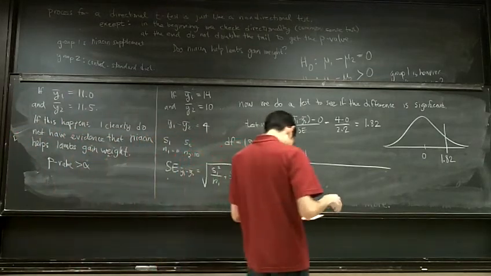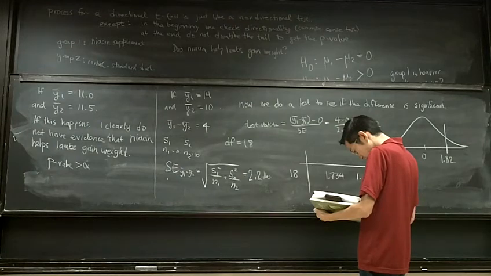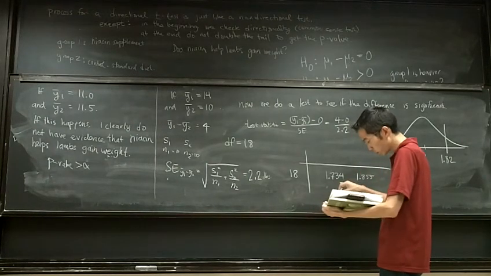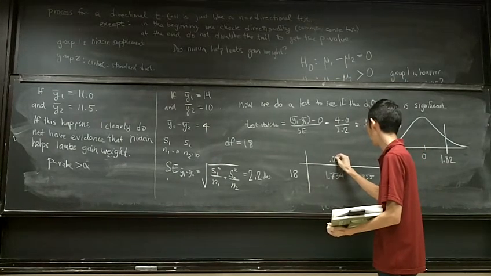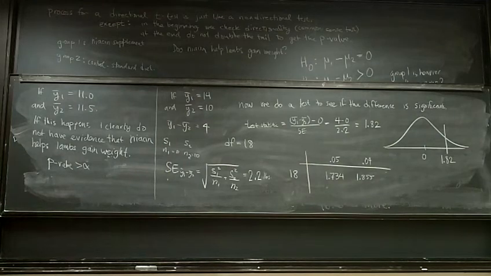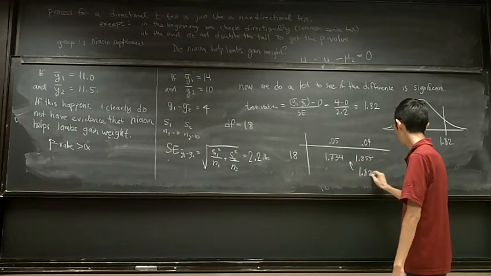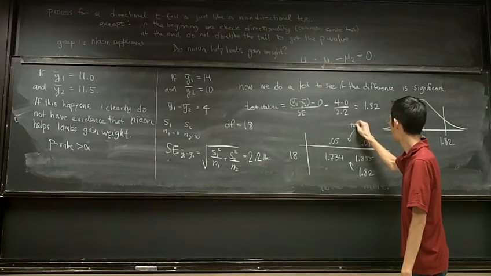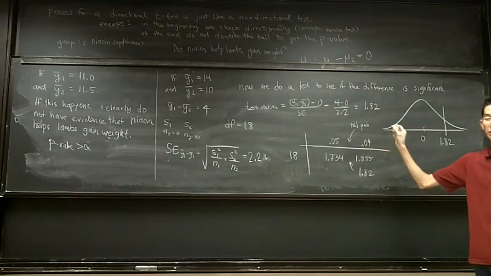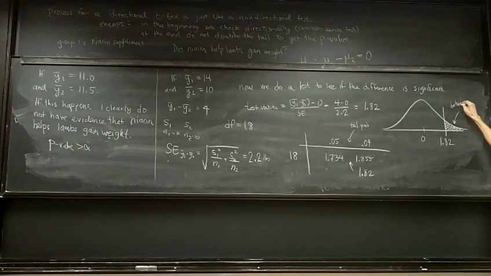The relevant numbers, I'm in between 1.734 and 1.855. And 1.734 corresponds to tail probability of 0.05, and this corresponds to tail probability of 0.04. So 1.82 is in between there. So my tail probability is going to be in between 0.04 and 0.05. So whatever this area is, I don't know exactly what it is, but I do know it's between 0.04 and 0.05.